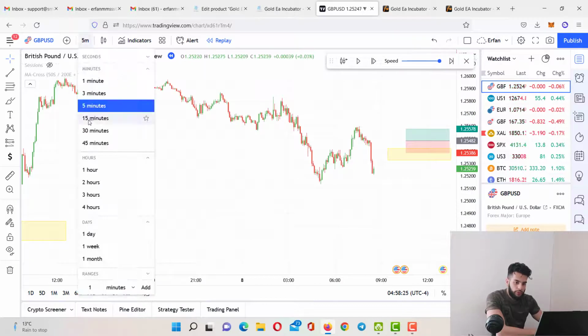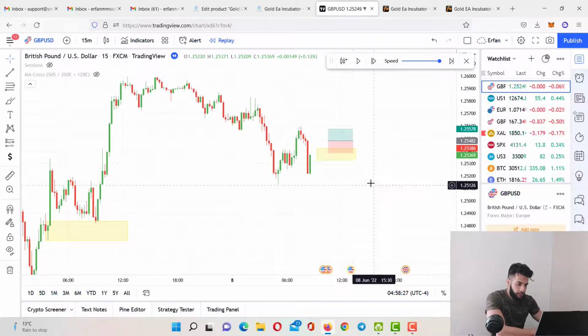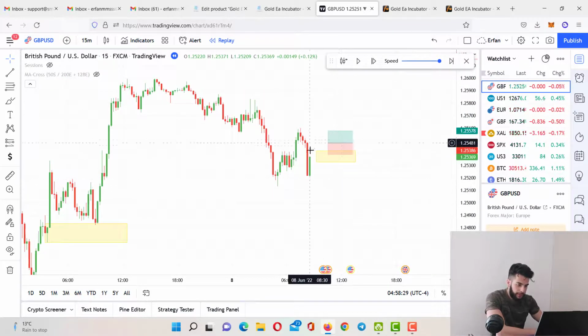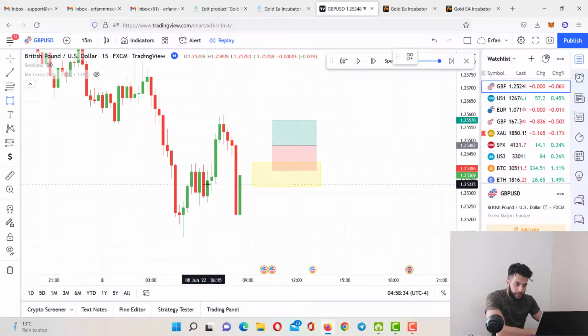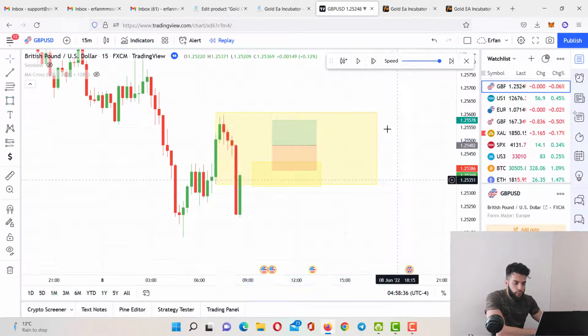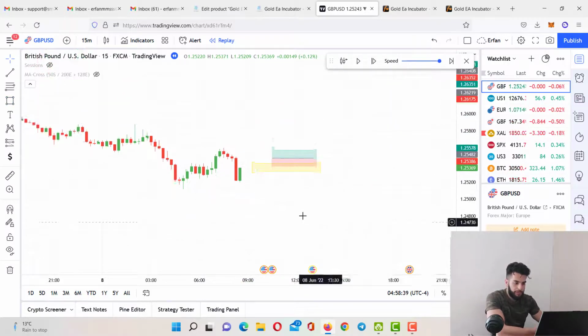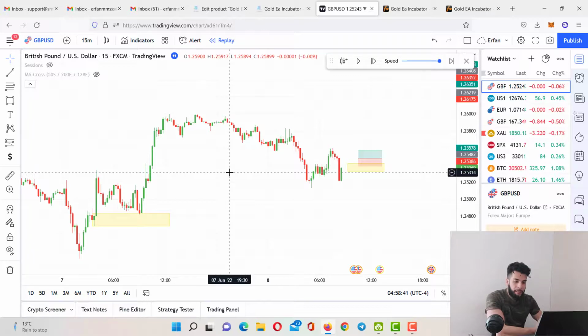Even if I go to the 15-minute time frame, I can check if we have any high probability order blocks or not. Yep, we have this one right here from here to here, but it's actually too wide and I don't like it personally, because at the end of the day I want to take my trade based on the 5-minute time frame. So I get back to this one.